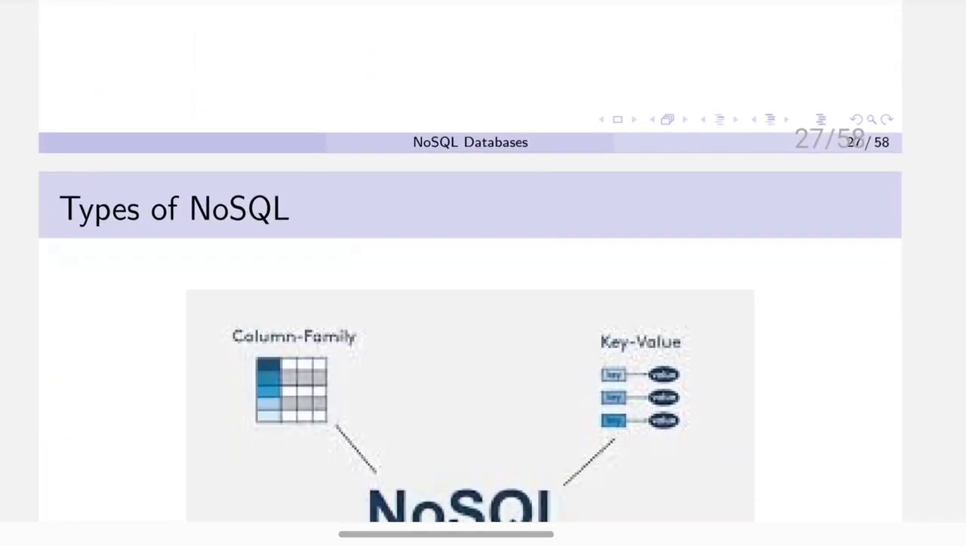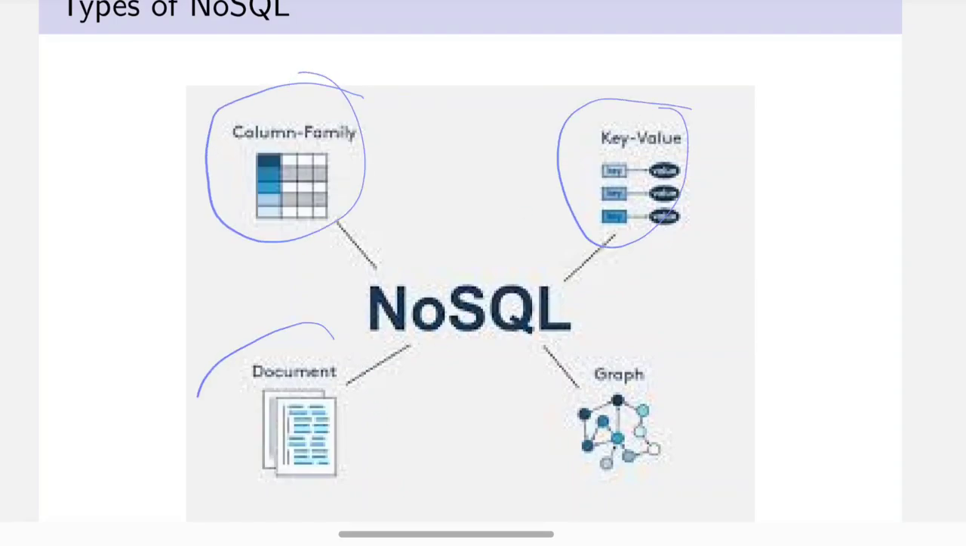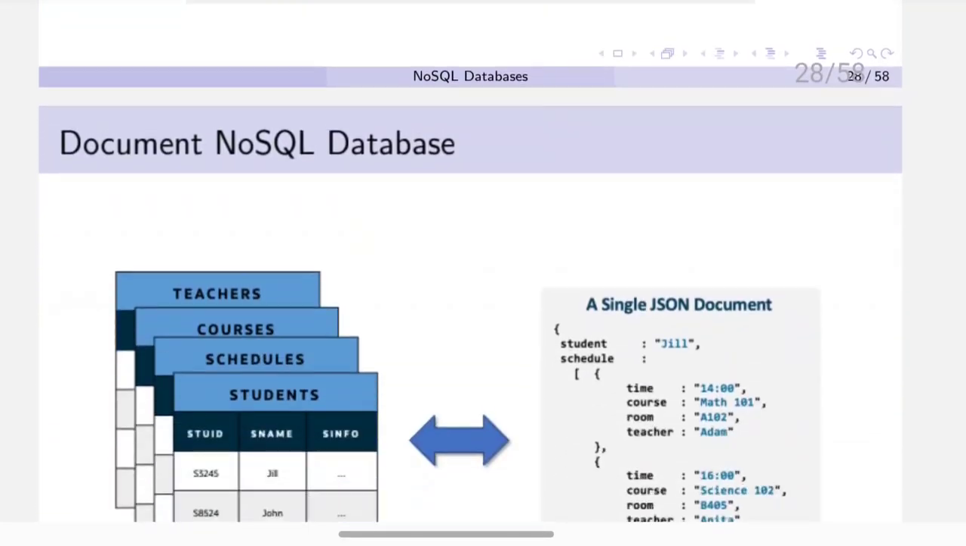Now, I have given the diagram here for NoSQL. Already discussed, but please go through the diagram. Column family, key value, document model, and graph model. These are the four types. I won't spend more time here.